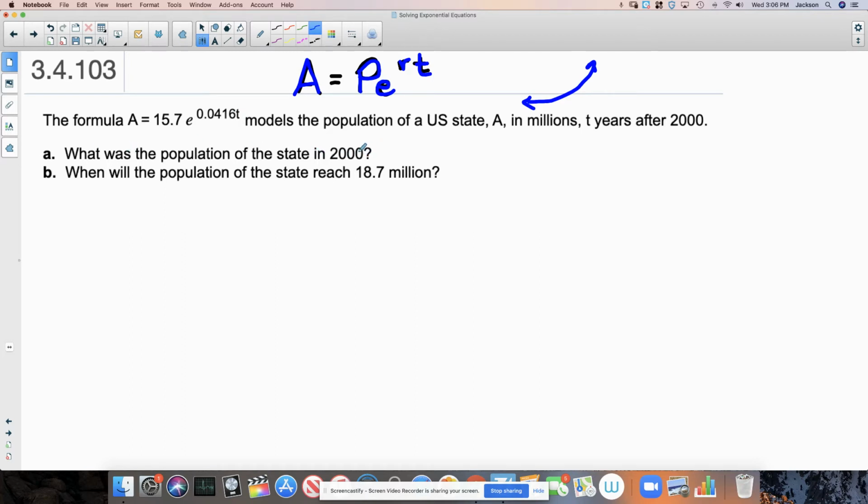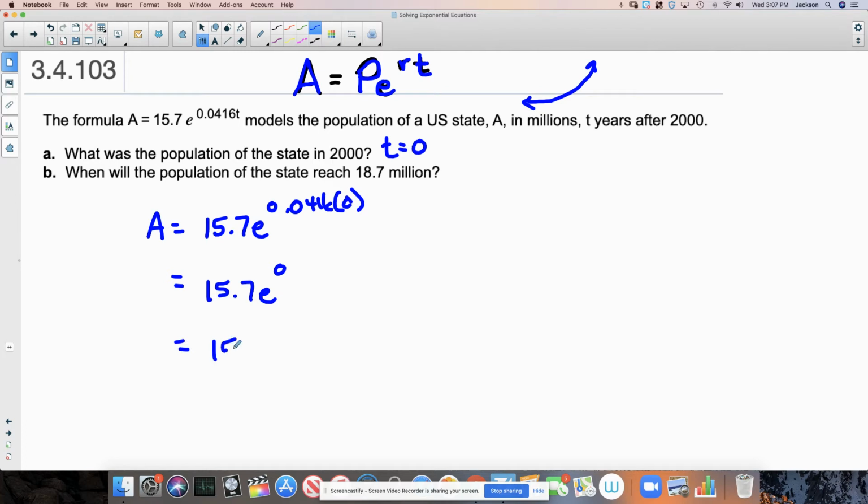So what was the population of the state in 2000? Well, the year 2000 is 0 years after the year 2000. So we're really saying A equals 15.7 e to the 0.0416 times 0, which if we find the product of this exponent, we get 0. And if we follow the order of operations, e to the 0 power is 1. So we get 15.7 million.